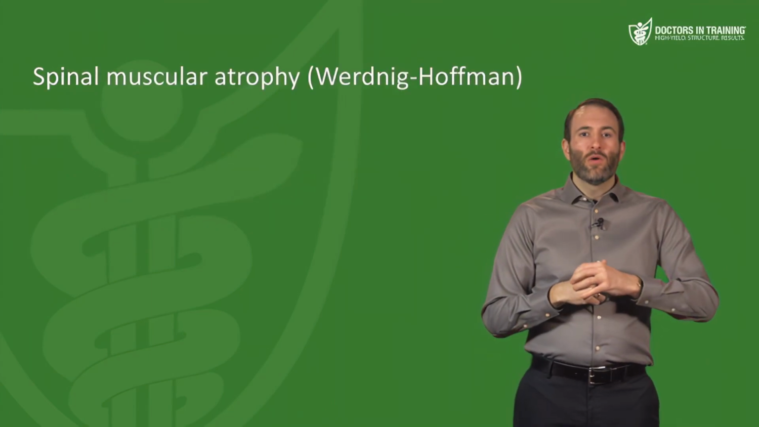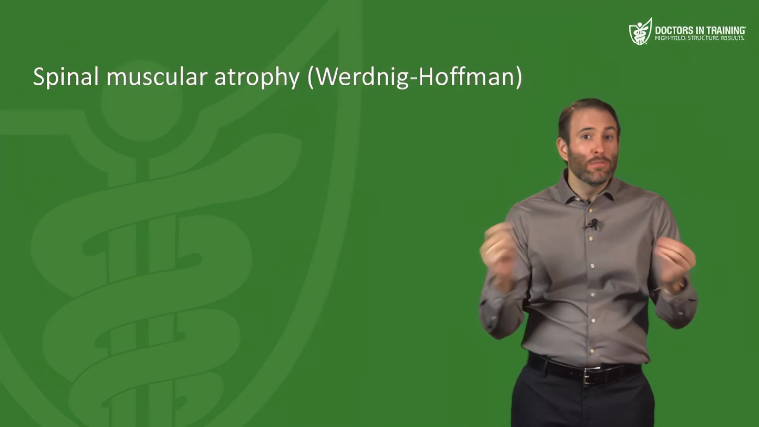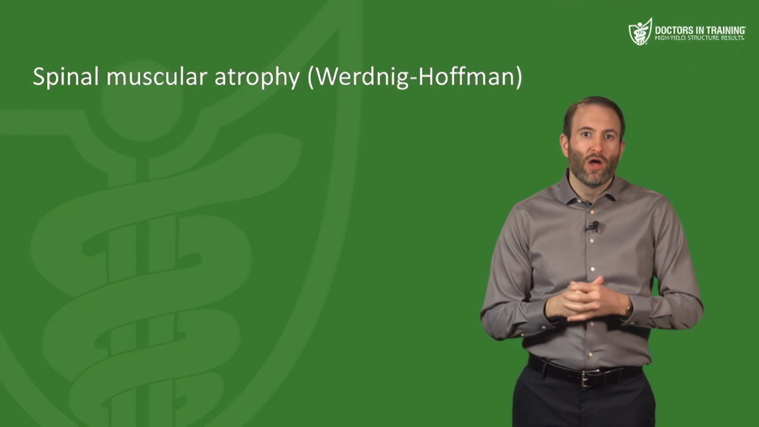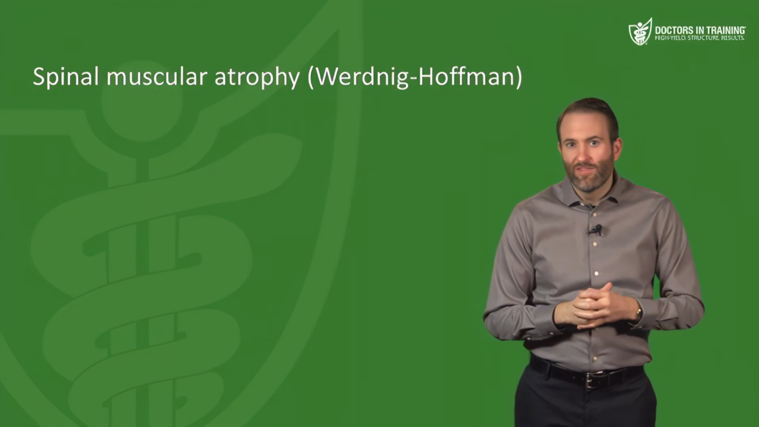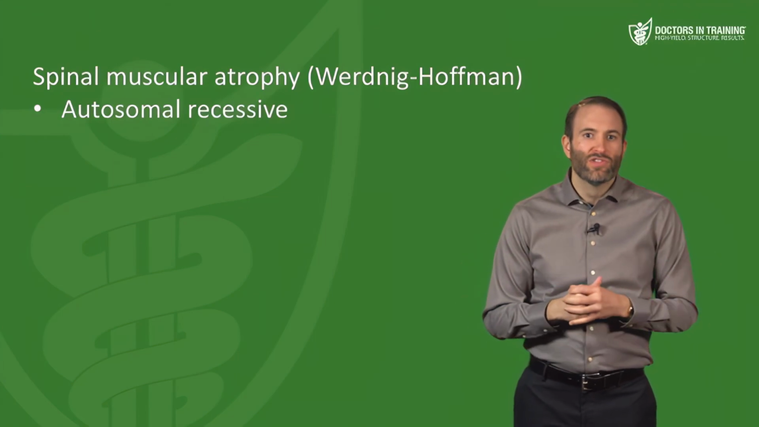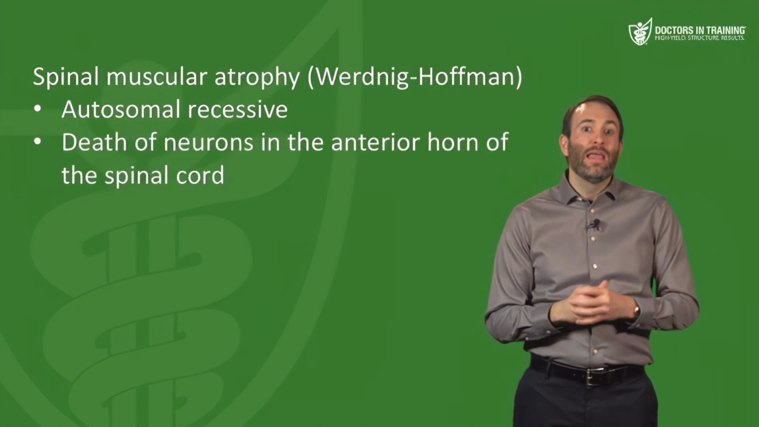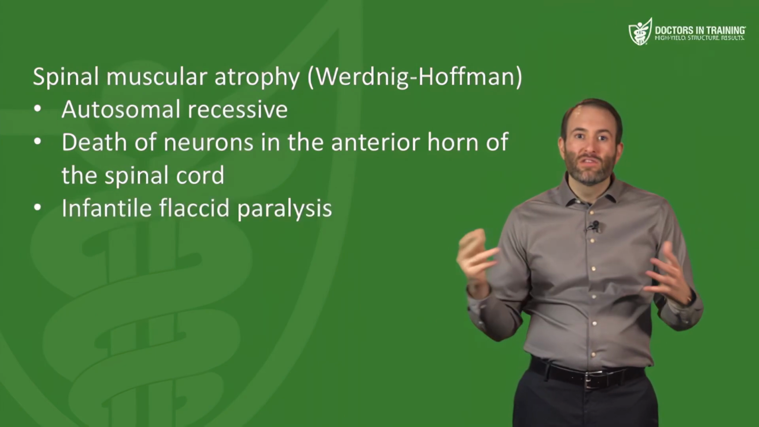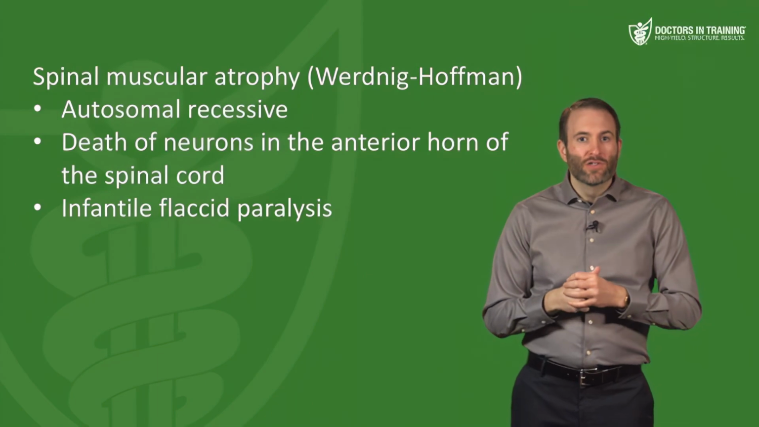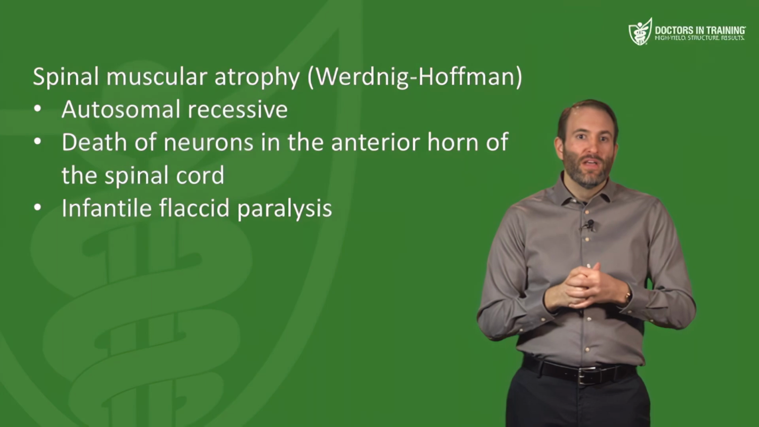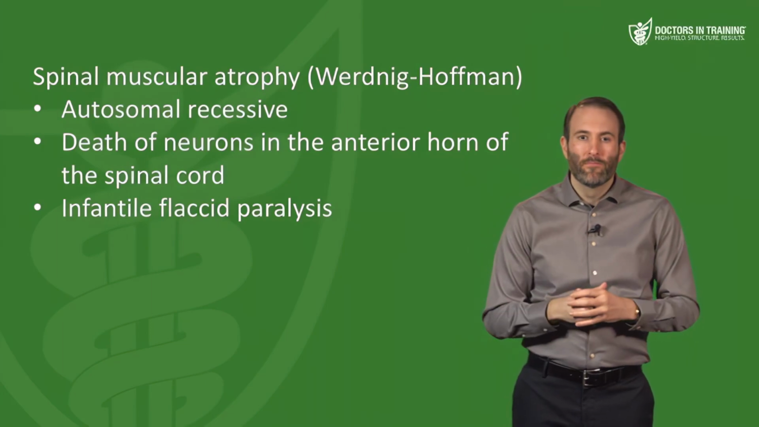All right, so let's talk about Werdnig-Hoffmann disease. Another pretty similar disease is also referred to as spinal muscular atrophy, again also known as Werdnig-Hoffmann disease. So this is an autosomal recessive disease which results in the death of neurons in, again, the anterior horn of the spinal cord. So infants will have severe symmetric flaccid paralysis, and unfortunately most infants will die before the age of 1 year. So remember that spinal muscular atrophy is affecting the anterior horn again.